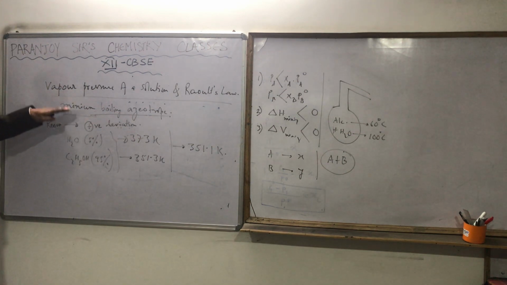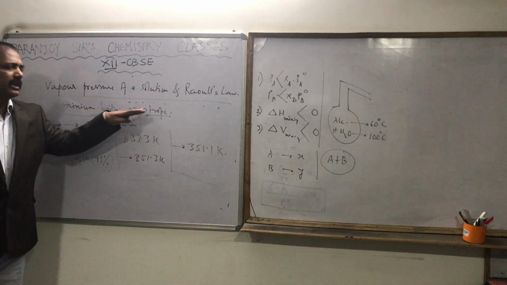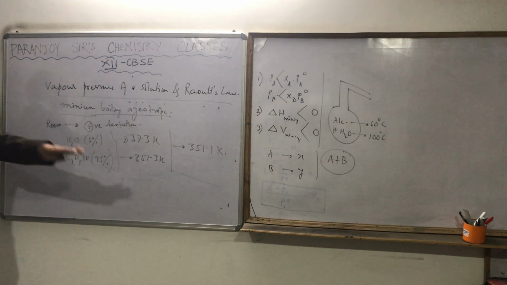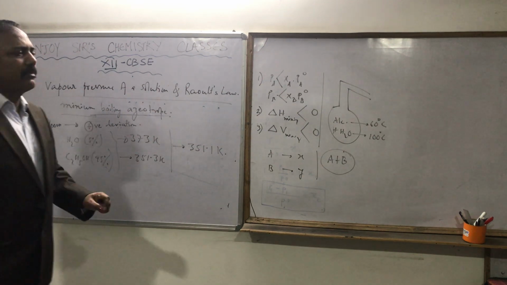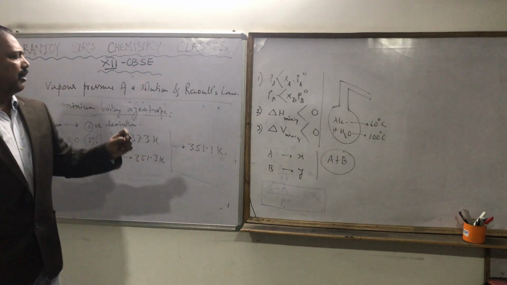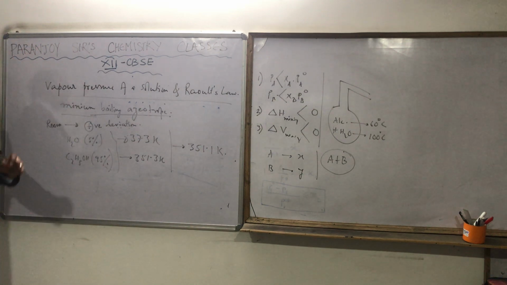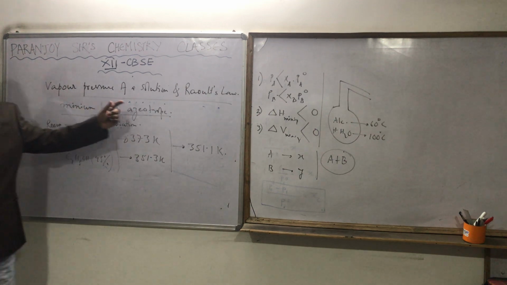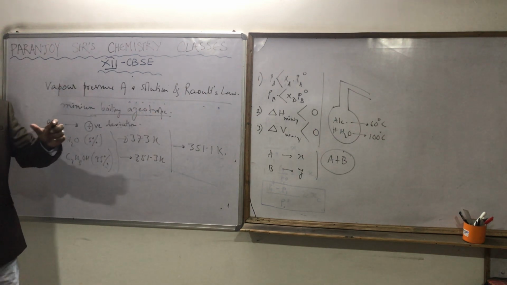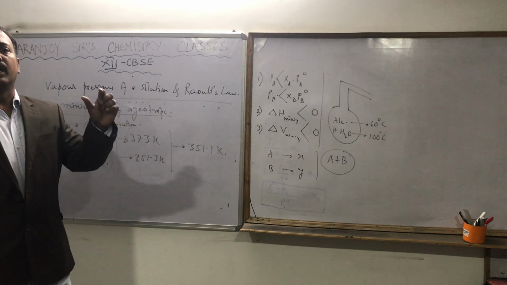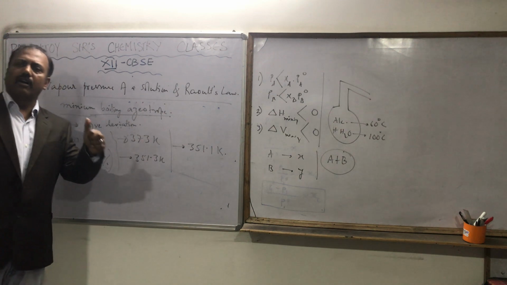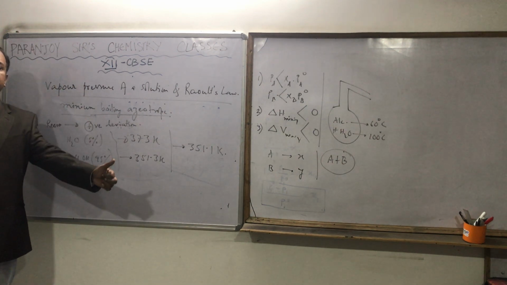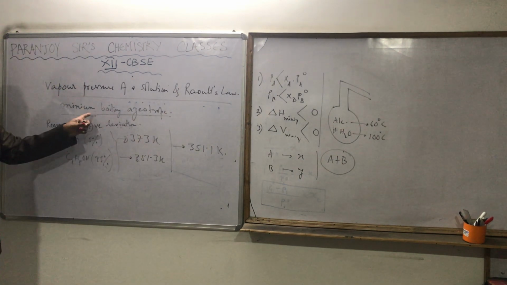What is minimum boiling azeotrope? When the boiling point of a solution, made by mixing a specific amount of two components, is less than the individual boiling points, that particular solution is called the minimum boiling azeotrope. Azeotrope means a solution showing a different boiling point than the individual components. Either the boiling point of that solution will be higher than both of the components or less than. In this case it is less.